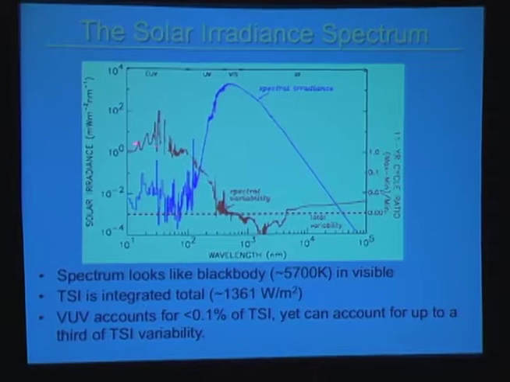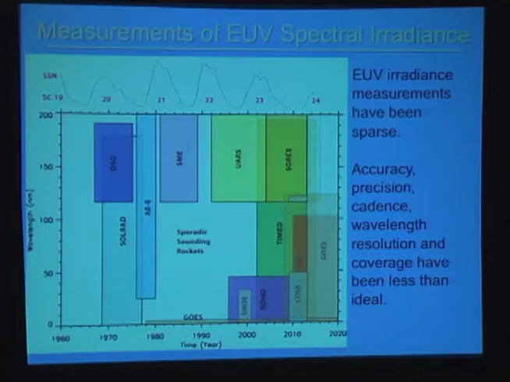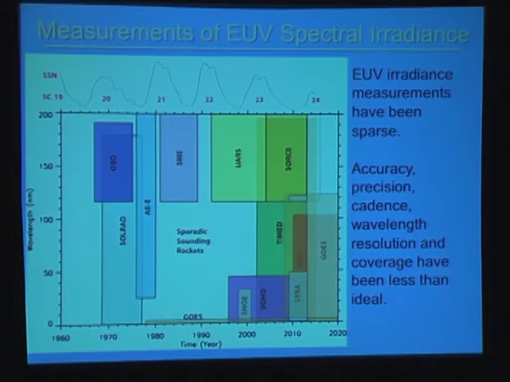And as this red line shows, the amount of variability in the visible is very small. But at the short wavelengths, it can be huge, several orders of magnitude on all different timescales. Here is a graphic where I've tried to capture all of the measurements of the EUV and FUV. On the vertical scale, we have wavelength from 0 to 200 nanometers. The EUV is usually just considered this bottom half. And on the horizontal scale is time from 1960 to 2020. You can see that we have quite good coverage in the FUV, but very sporadic coverage in the EUV.